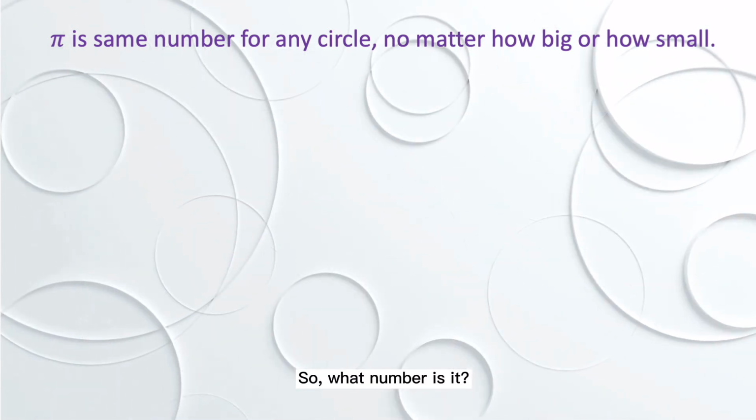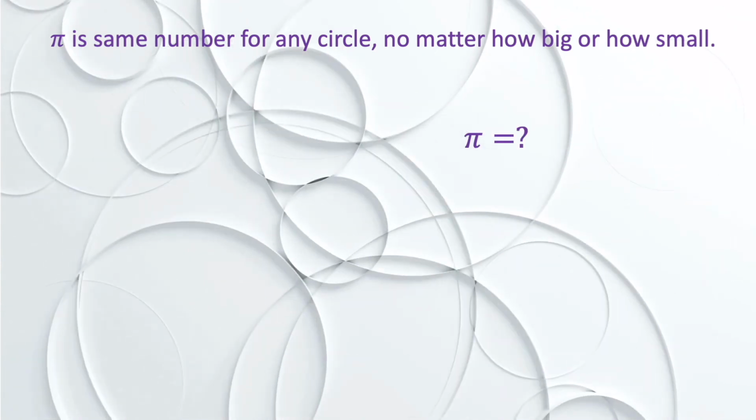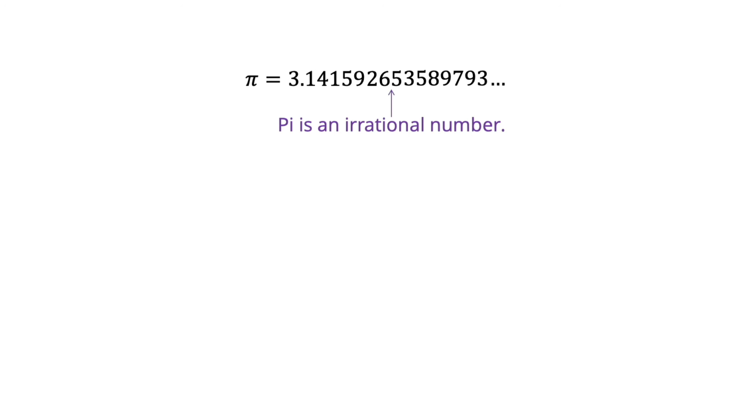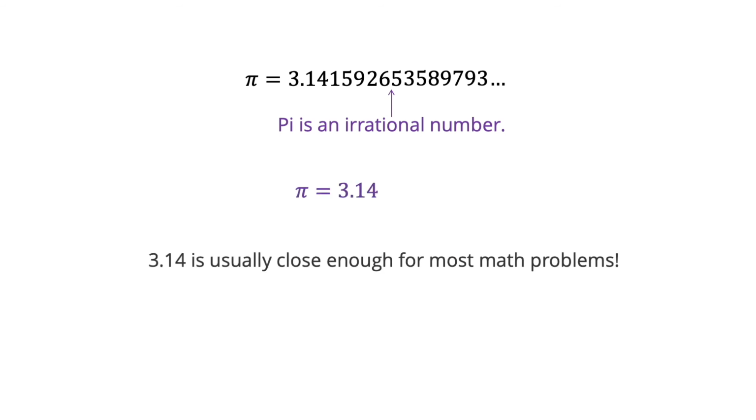So, what number is it? What is the value of pi? Pi is 3.14159265358979, and the decimal digits keep on going forever, without repeating. Pretty amazing. We found that pi is an irrational number with an infinite decimal. But it is good to know that saying pi is 3.14 is usually close enough for most maths problems.